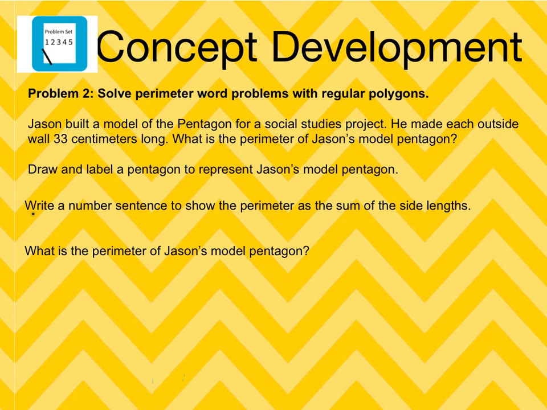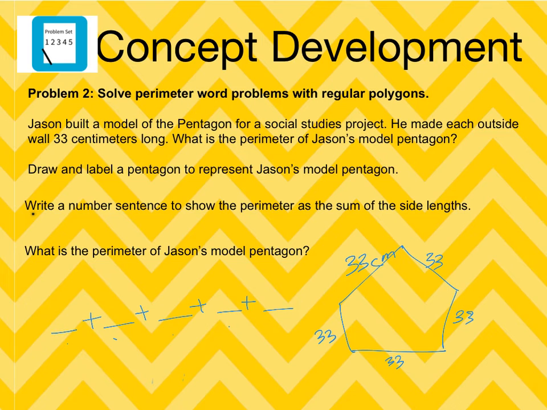So you would draw your pentagon, a 5-sided shape. Okay, and each side is 33 centimeters. So then go ahead and down here, add all of your side lengths together. So I should have 1, 2, 3, 4, 5 sides. Yep. So go ahead and add them up and then type in your perimeter.